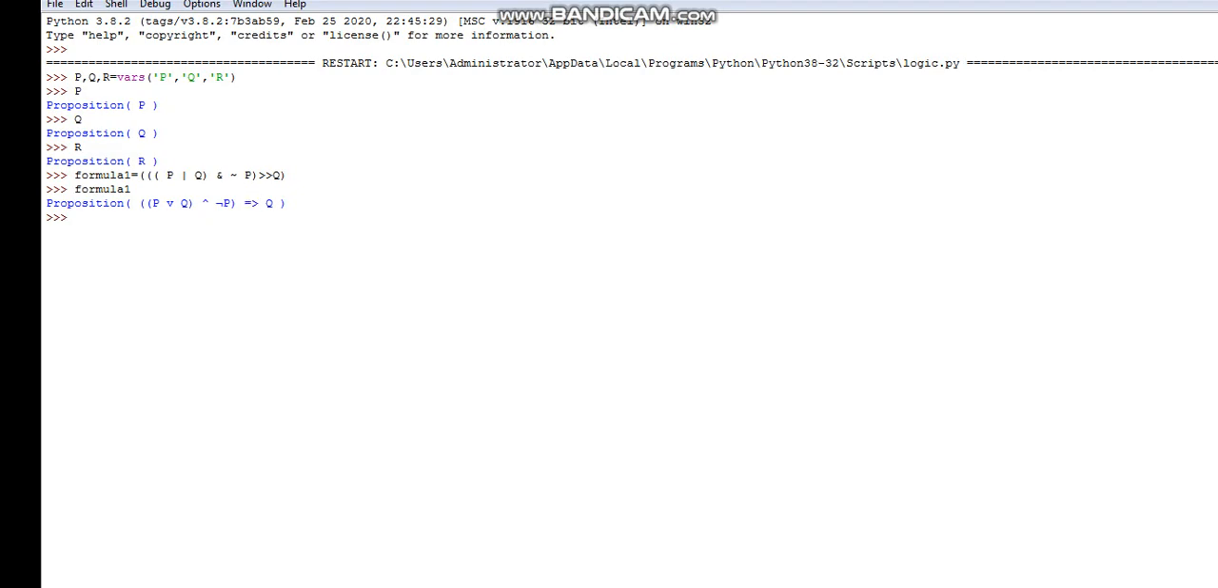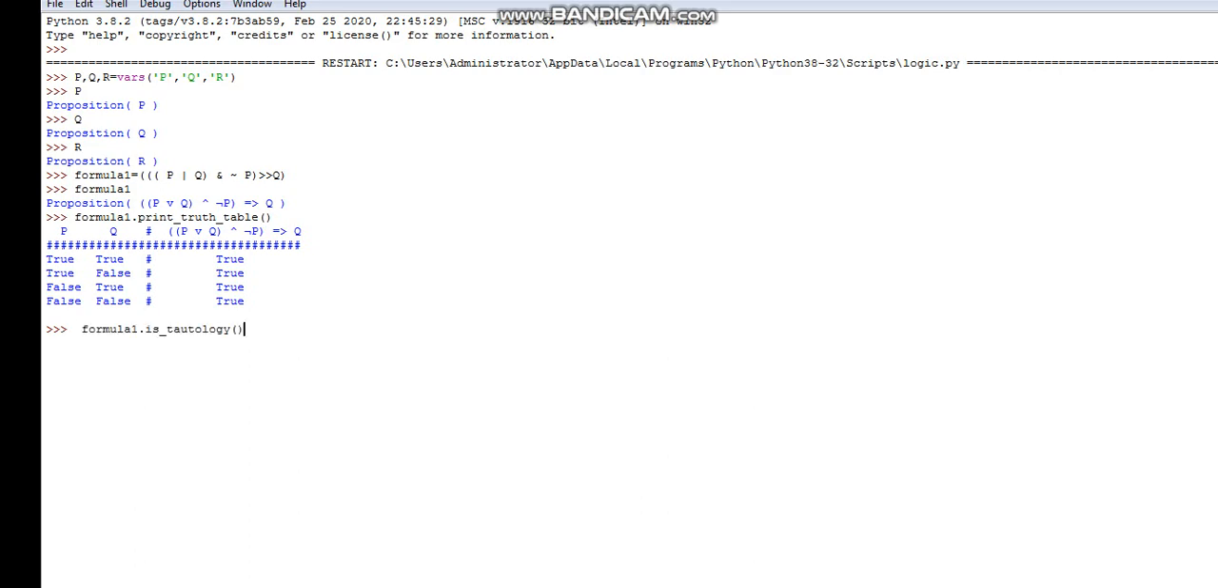We can also print the truth table for formula 1. For that we have to write the command formula.print_truth_table(). Let's run this. We can see the truth table of formula 1. Let's check the tautology for formula 1. Tautology means if all the outputs of the truth table turn out to be true, then it is known as a tautology. Wait, it gives an error. Let's run it again. We had given an extra space at the start. Okay, its tautology is true because we can see that all the logic values turn out to be true.